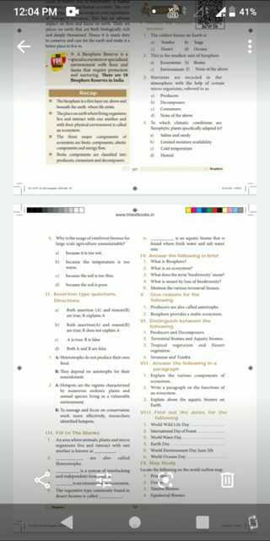Producers are also called autotrophs. That is page number 203. Producers are self-nourishing component of the ecosystem. Hence, they are called autotrophs. They are found both on land and water. Example, plants, algae, bacteria, etc.